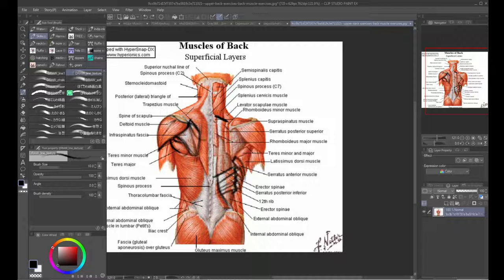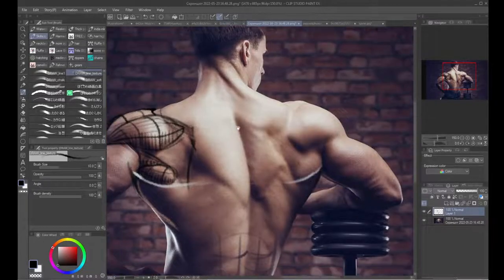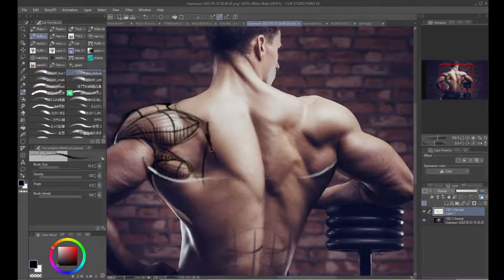Which means that this part is a bit thicker. This is how it influences the shape. So, returning to our person, here we have the trapezius muscle. It's divided into three parts. We could roughly call them the ascending part, the central part, and the descending part.